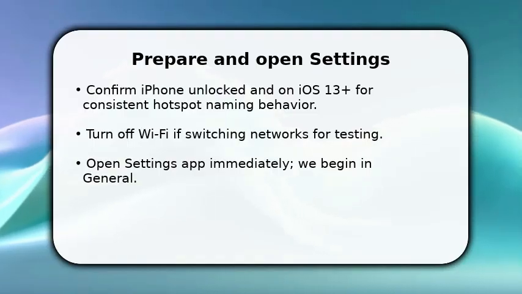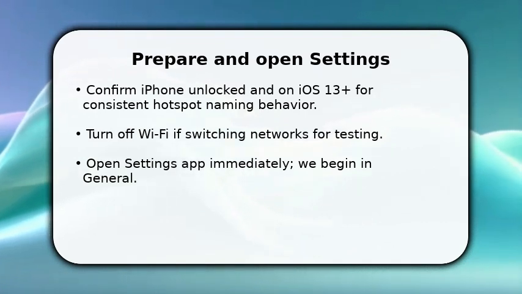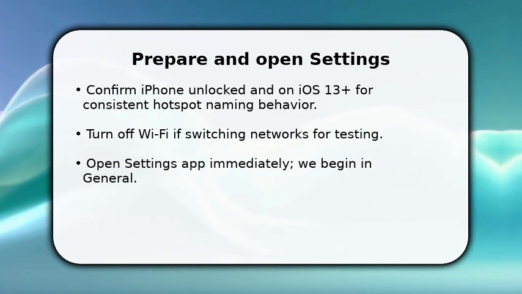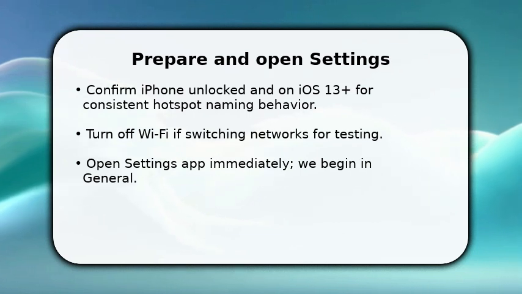You start by checking a few essentials. Your iPhone is unlocked and updated, and you're ready to change the hotspot name. Once ready, open Settings, then tap General. You're not changing a router here. You're renaming your device so the network name reflects that change.